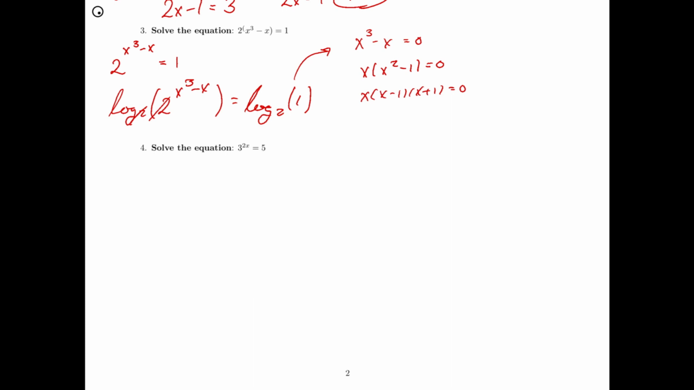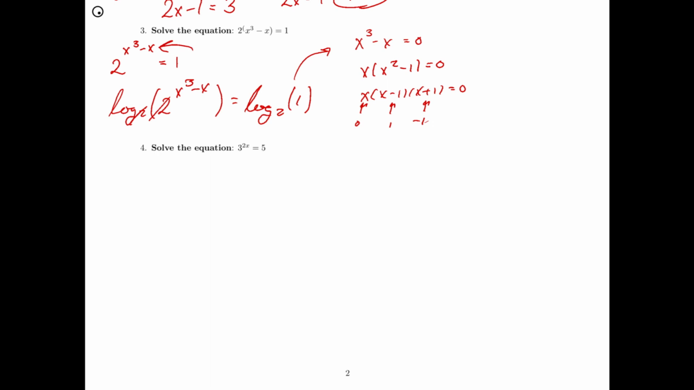And so now I want to ask myself, okay, well, what values of x get me 0? Well, x can be 0, x can be 1, and x can be -1. And so those are all the valid values of x that let that equation be 0. And in turn, that is the same values of x that would make this expression true.